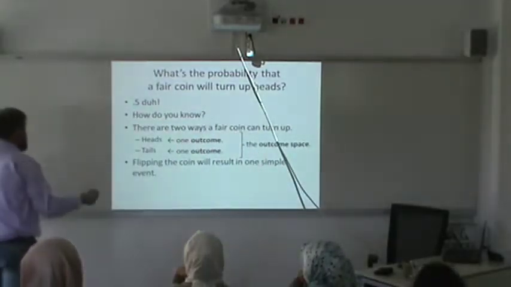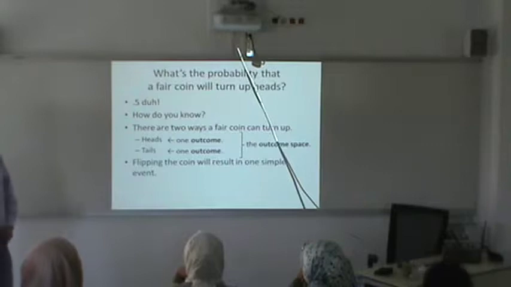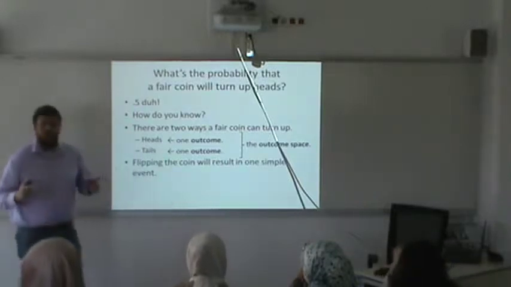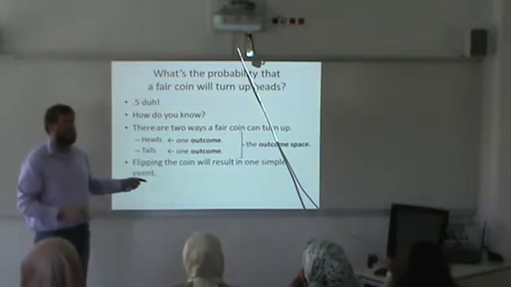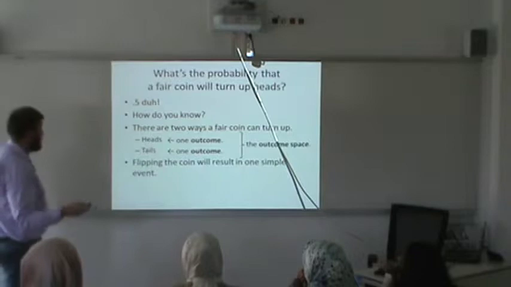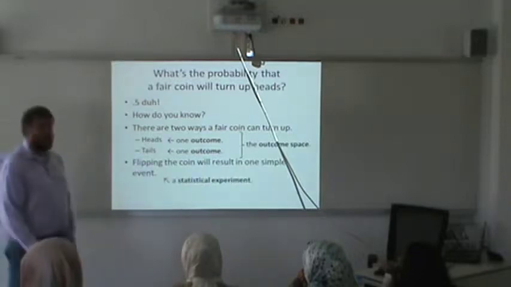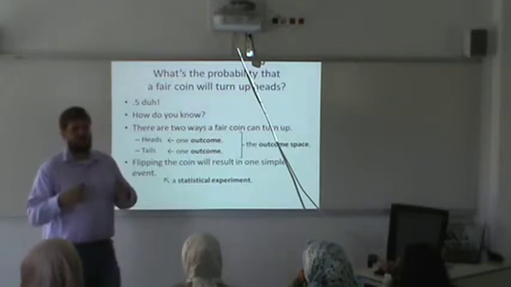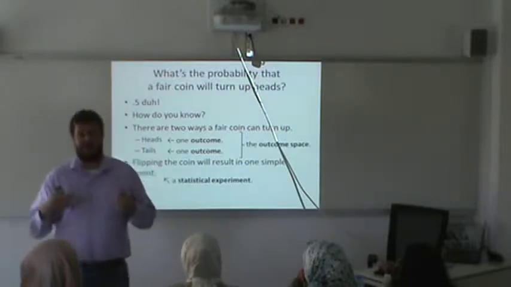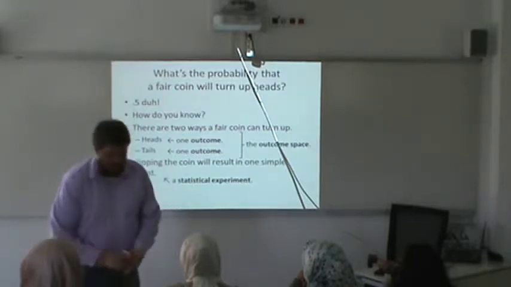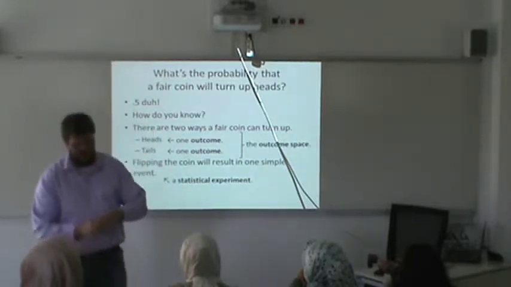All right, so if we flip the coin, by flipping the coin, we will observe one outcome. Outcomes are sometimes known as simple events too, so I put this up here so you're aware of that. So flipping the coin is going to result in one simple event. This is known as a statistical experiment. We're doing some well-defined procedure that is going to produce an outcome. So, flip the coin.